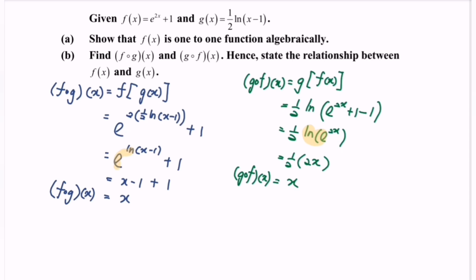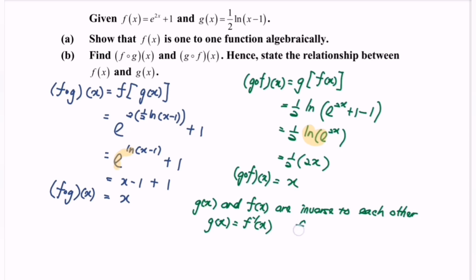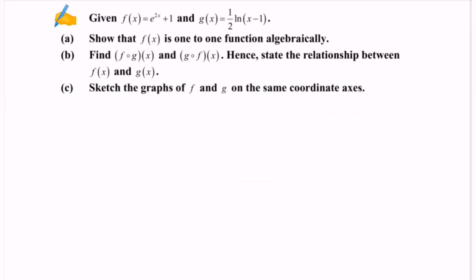Hence, state the relationship. From here, we notice that f∘g is equal to x and g∘f also equals x. So in this case, g(x) and the function f(x) are inverse to each other. Meaning that g(x) = f⁻¹(x), or f(x) = g⁻¹(x). So that is the relationship between f(x) and g(x).